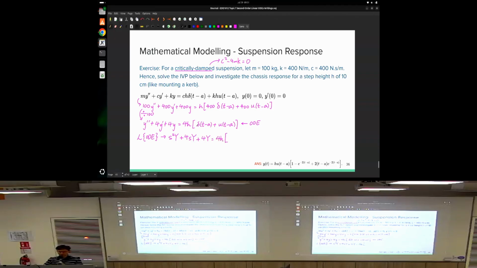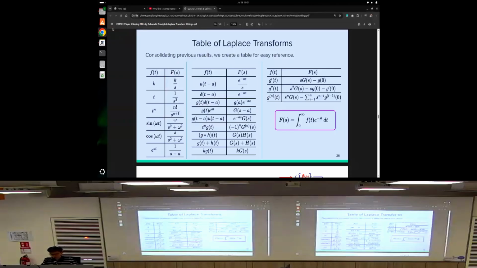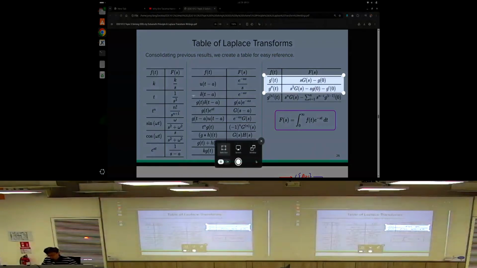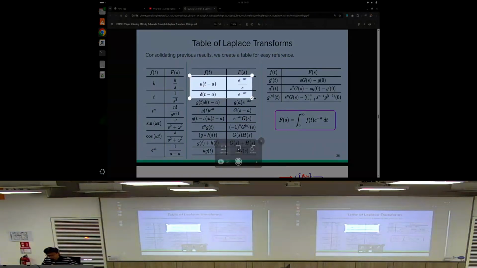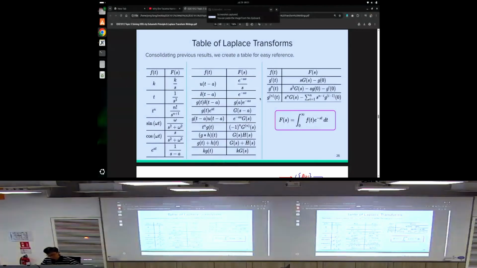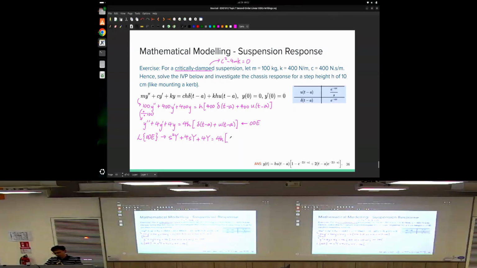Let's go back to our table. Where's the delta function? It's here. We want the Laplace transform of the delta function and the unit step function. Hence, the delta function gives e to the minus as, and the unit step function gives e to the minus as over s. And that's it. This is our Laplace transform equation. Any objections? Looking good?